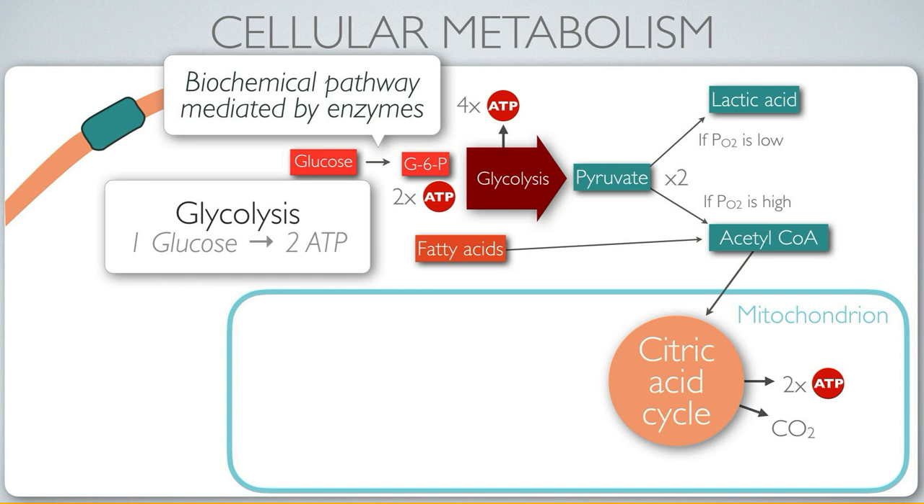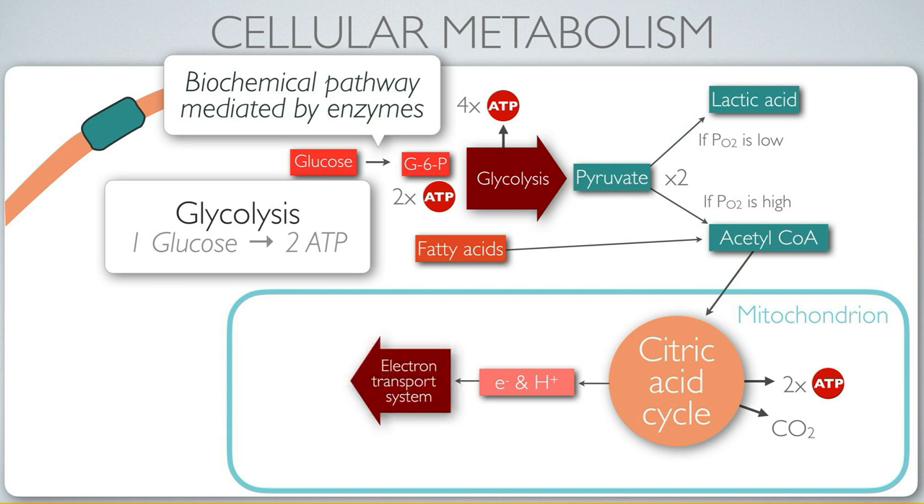Finally, the citric acid cycle produces an electron and a proton, which then provides the basis for the electron transport system, which also requires oxygen. Now here's the big payoff. The electron transport system yields 26 ATP molecules.